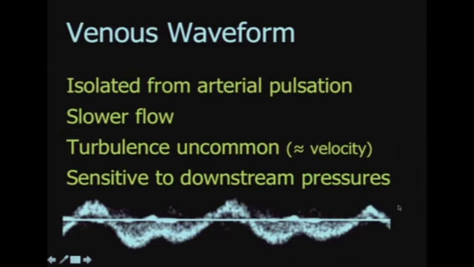And while we're mainly talking about arteries, we do look at venous waveforms. These are isolated from arterial pulsation normally. They're slower flow, and since it is slower flow, turbulence is less common since that's related to velocity. But clearly venous waveforms and venous flow are very sensitive to downstream pressures.